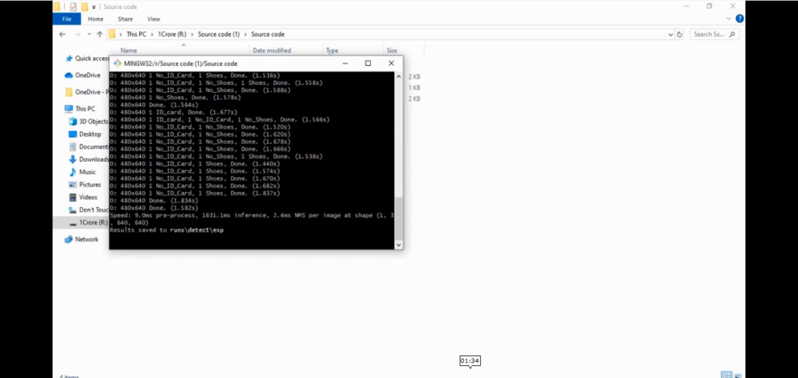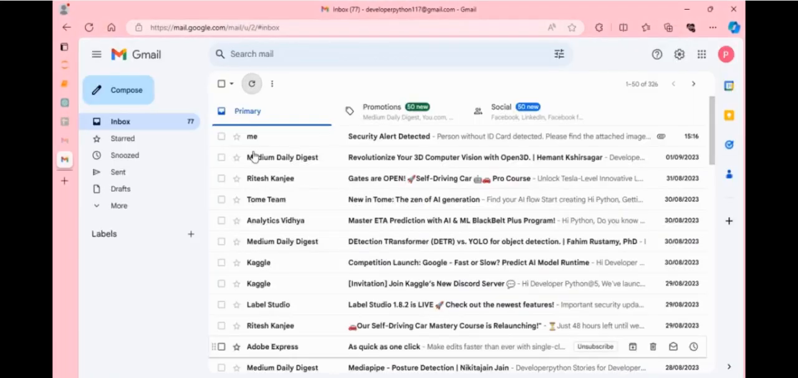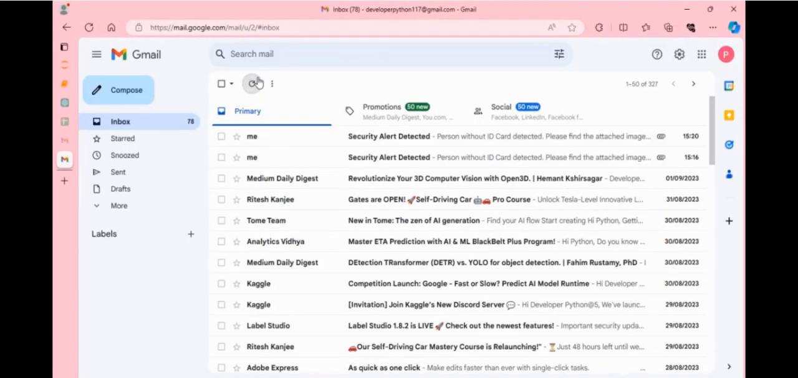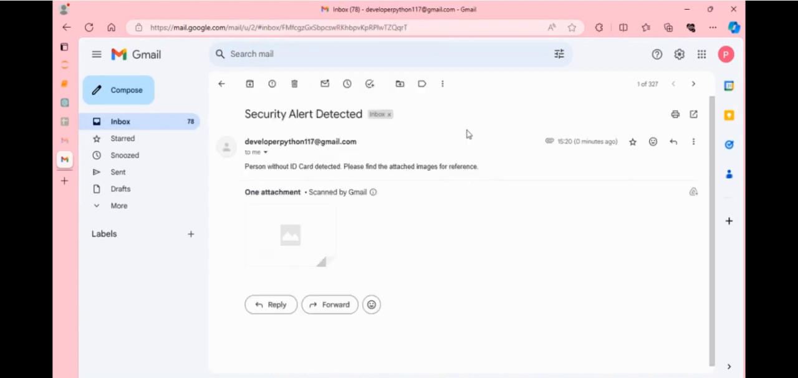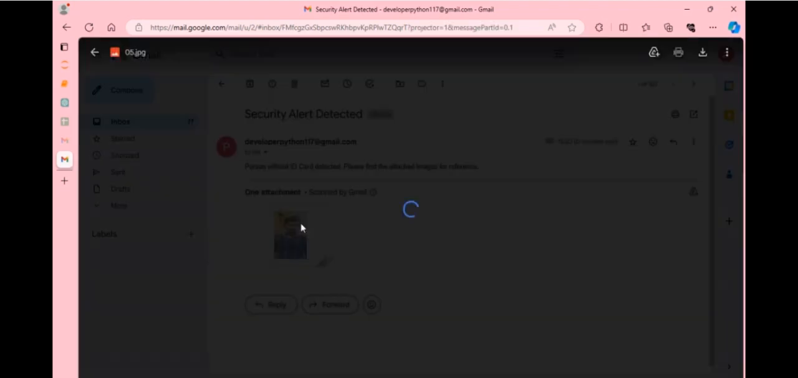So now I am showing the mail, and this is my alert email. In that mail there is one attachment also. The attachment has the person's picture. In that way we can find out the person who is not wearing the ID card and shoes.